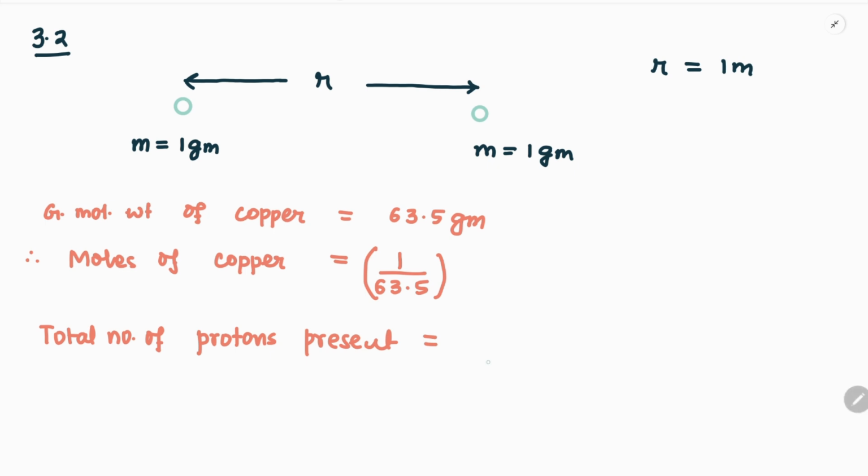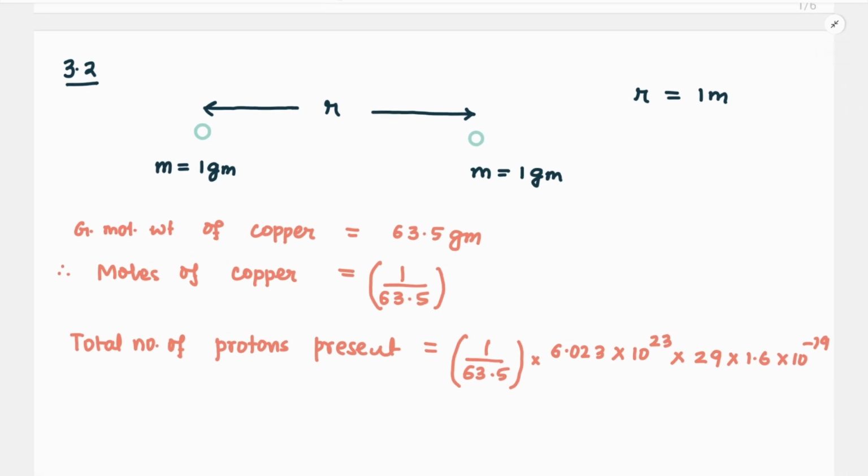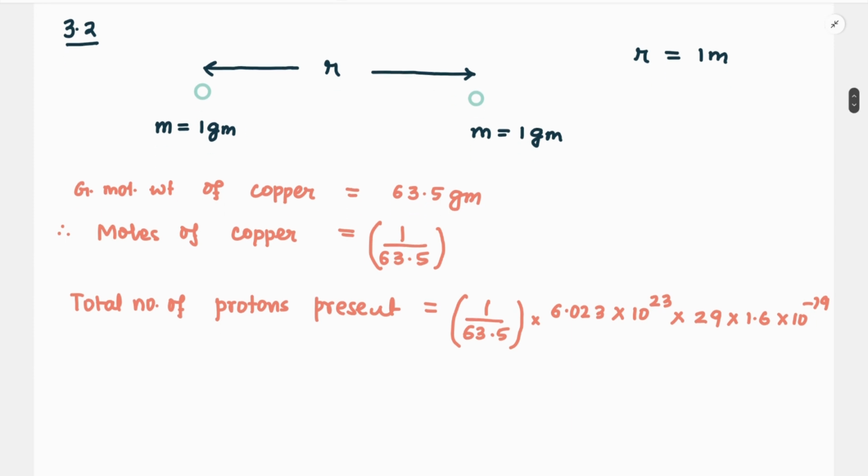So we can say that it is equal to 1 upon 63.5, that is the number of moles that we have. Now we calculate the number of atoms, which is equal to 6.023 into 10 to the power 23 atoms, and hence 6.023 into 10 to the power 23 nuclei, and followed by this we multiply with 29, that is the atomic number, followed by the charge of each proton, 1.6 into 10 to the power minus 19. So this is the total value of the charge that is present inside the nucleus of the copper, and the problem is asking us that 1% of it is given to the sphere.